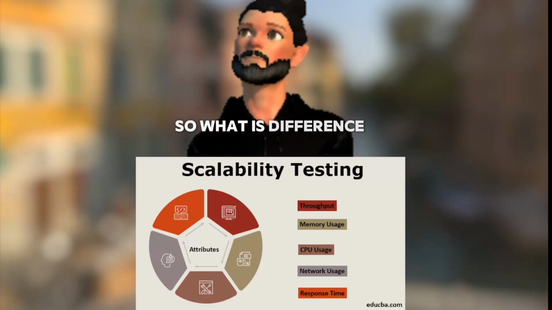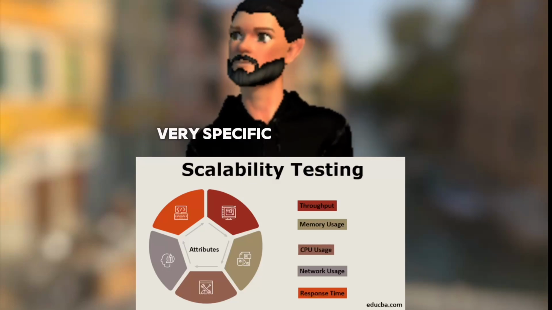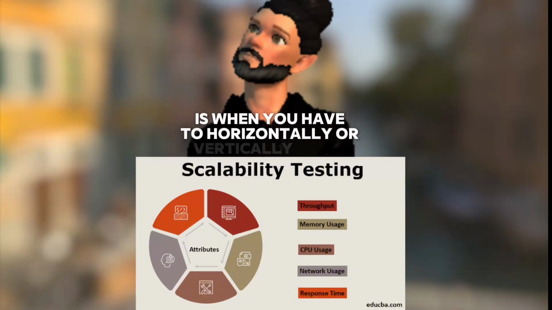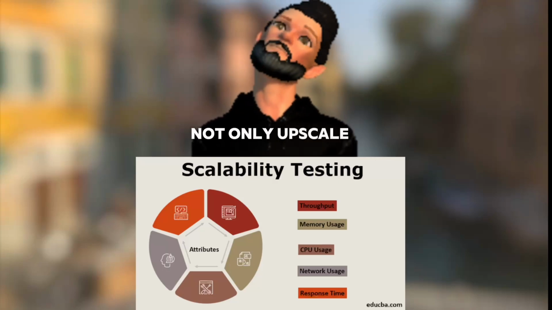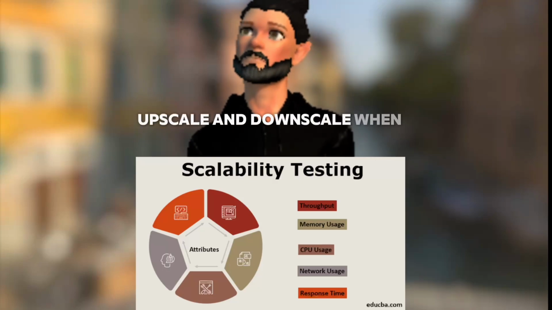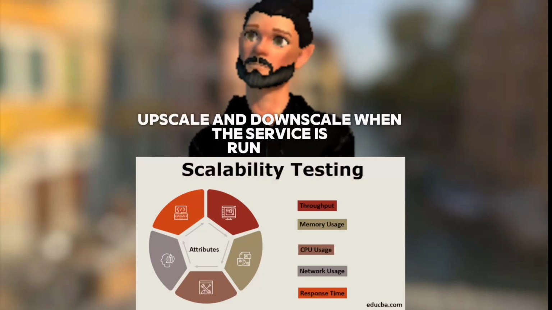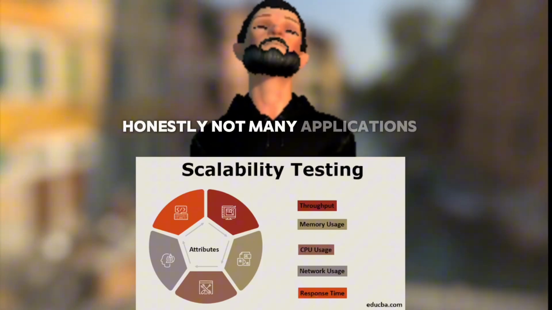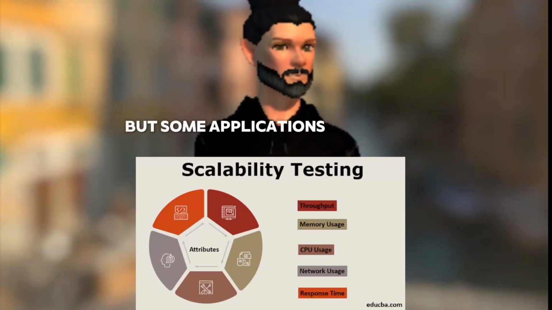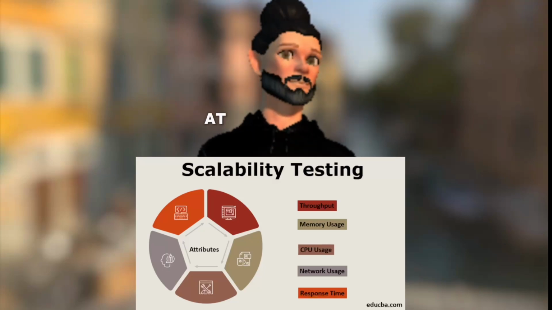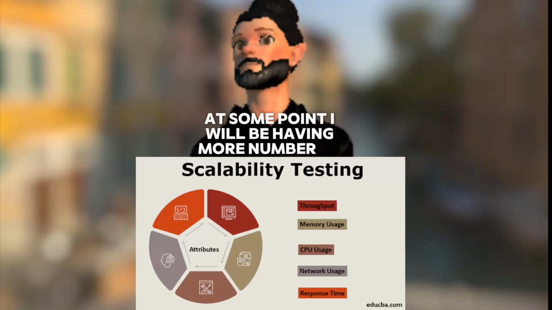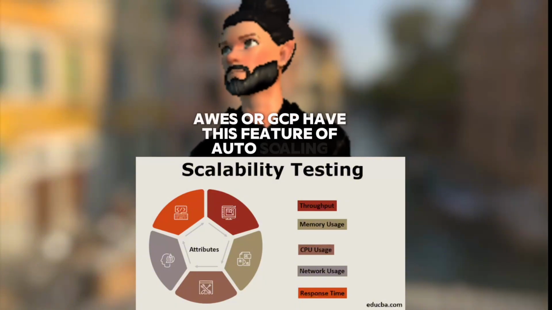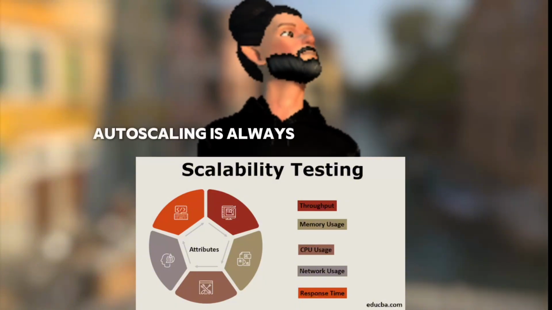So what is the difference in scalability testing, very specific to scalability? It is when you have to horizontally or vertically scale, not only upscale but also downscale, while the service is running. So that is a very important area. Honestly, not many applications need it, but some actually do. AWS and GCP have this feature of auto scaling. Auto scaling always means upscaling.